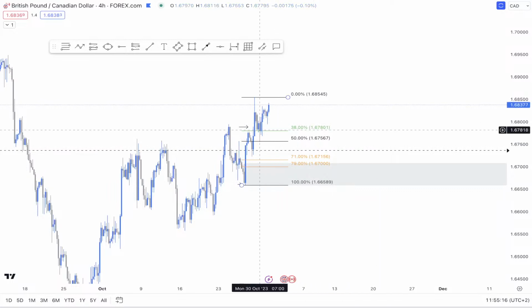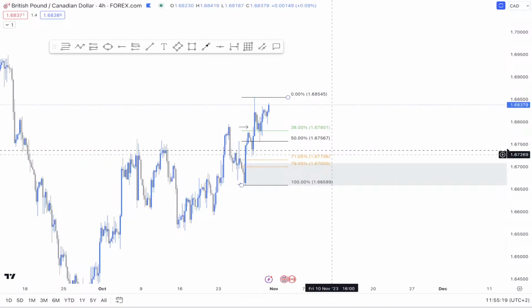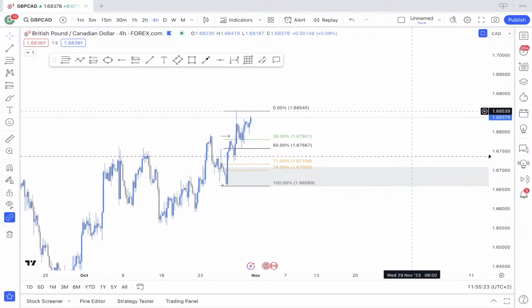Now we want to see a corrective pullback towards our fire zone in order for us to pull the trigger. Okay, and that's why this GBP CAD buy limit setup is a valid one to take.